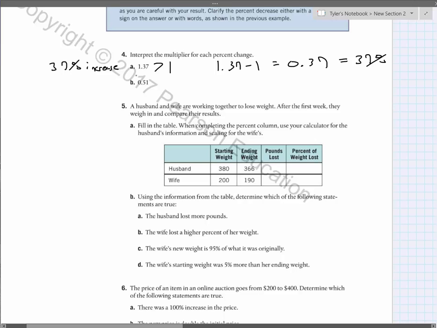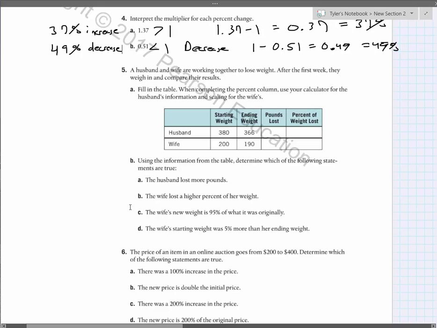And then we can do the same thing along here. So 0.51 is less than 1, so you should automatically be thinking a decrease. Again, if I take 1 minus 0.51, we can figure out that difference, which is 0.49, which is 49%. So this would show a 49% decrease.